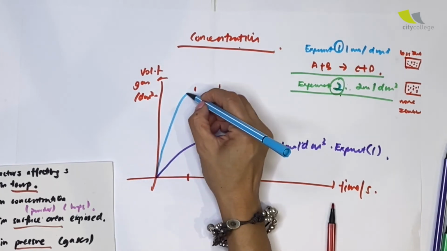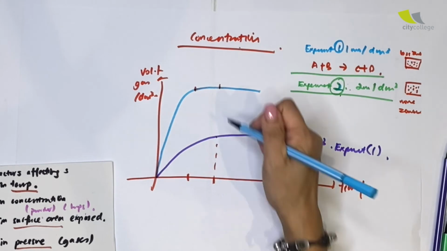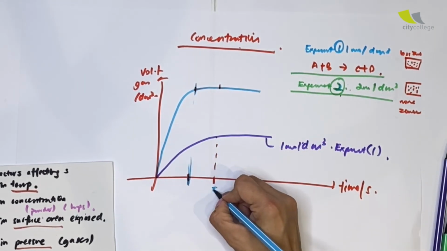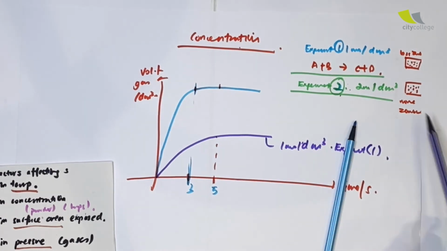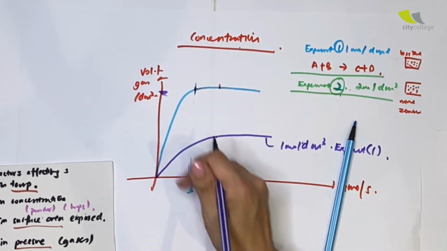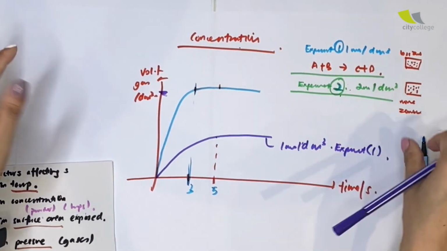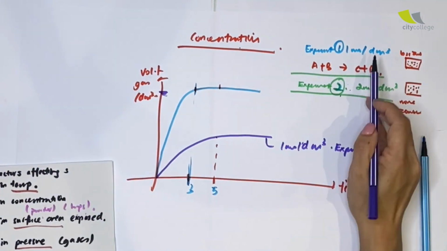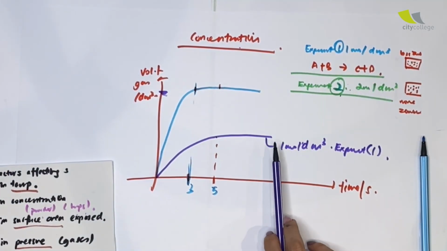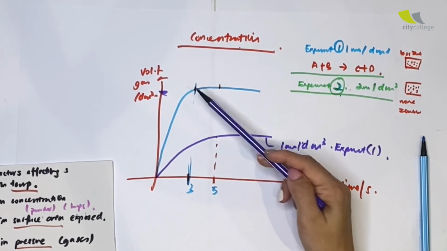So the volume of gas will also increase. Can you see that I end at a faster time? Let's say this is 5, this is 3, and not only that, I double the amount of volume of gas that is formed. So when we come to concentration, just remember these zombie examples. One with fewer zombies, fewer bites, slower. More zombies, more bites, and even faster.